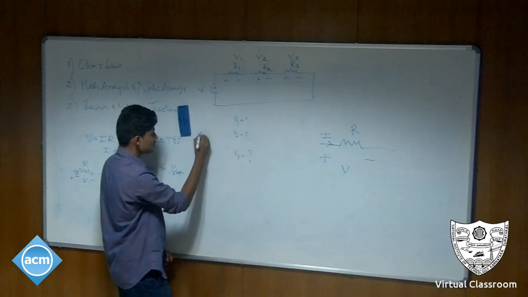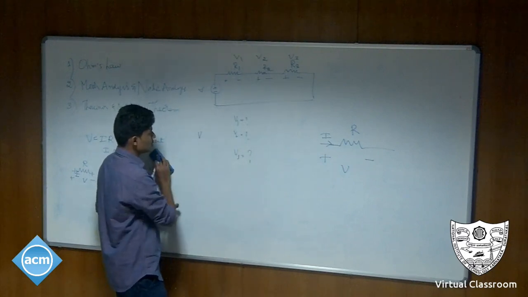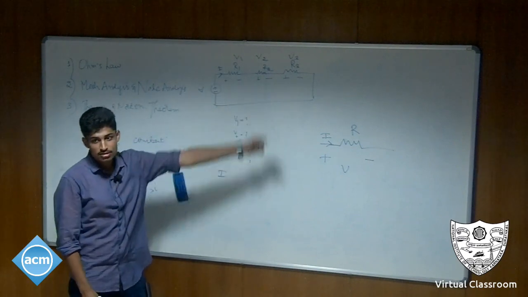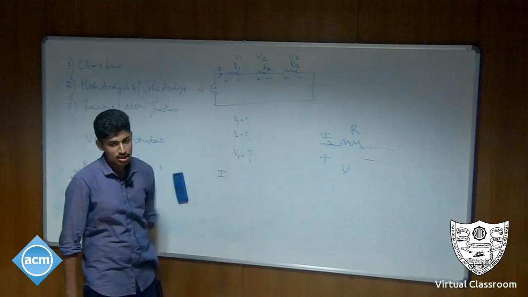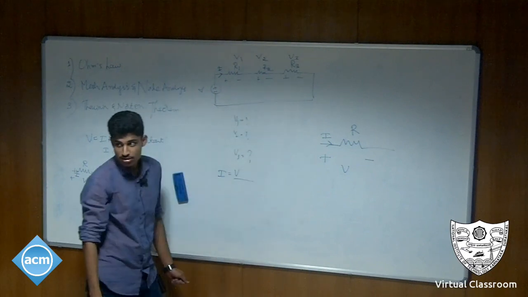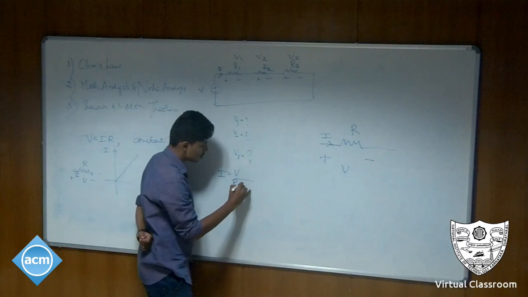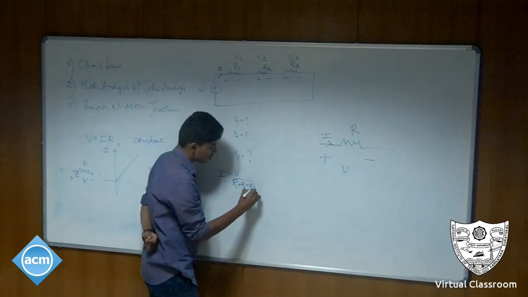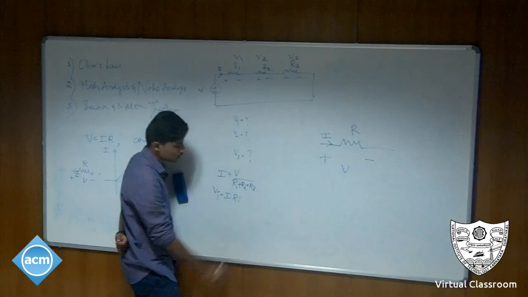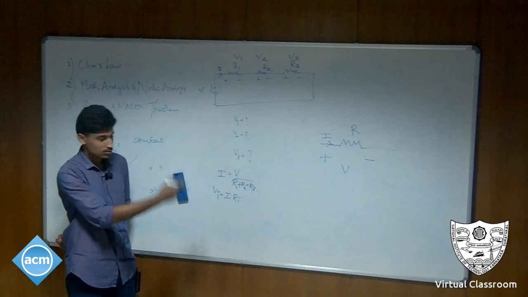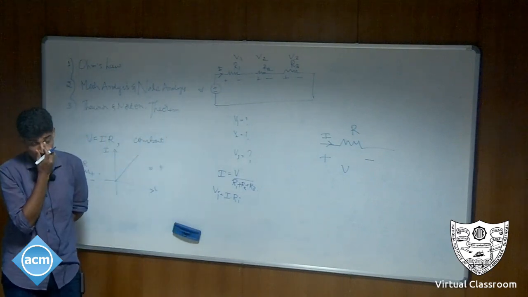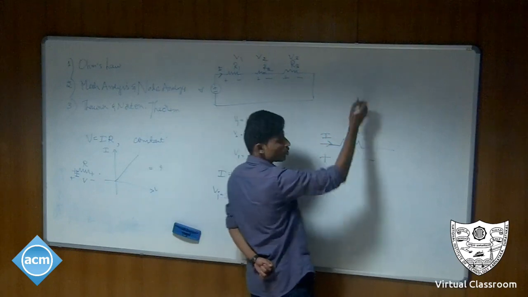So the current is... what configuration is this? Series. So the same current I flows through all the resistances, and I is equal to V by R total, which is the sum of R1 plus R2 plus R3. Any voltage Vi is equal to I into Ri. Correct, no? Any doubts? Let's move on.